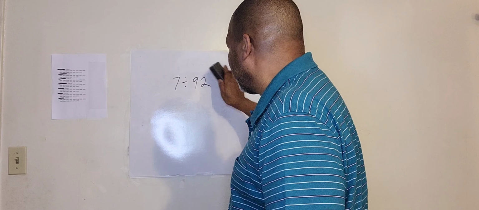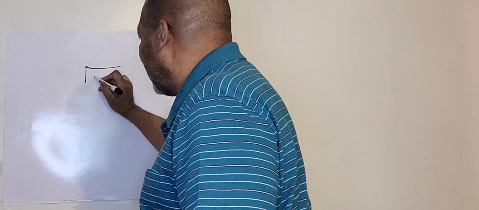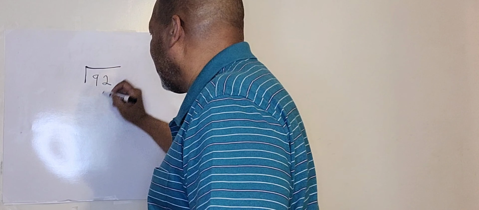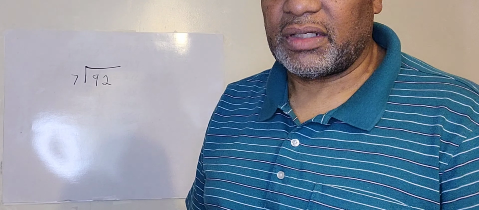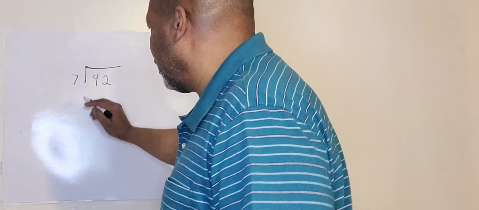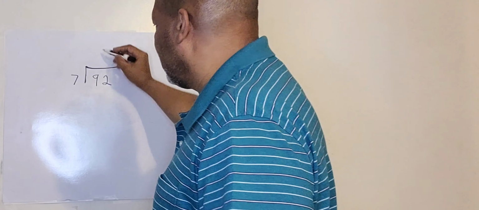So I'm going to take this and change it a little bit so the answer is going to be a lot clearer. We're going to make this little box here, and we're going to put the 92 inside the box and put the 7 outside, okay? So we're going to start from the first number. So ask yourself the question, how many times does 7 go into 9? And write the answer down.